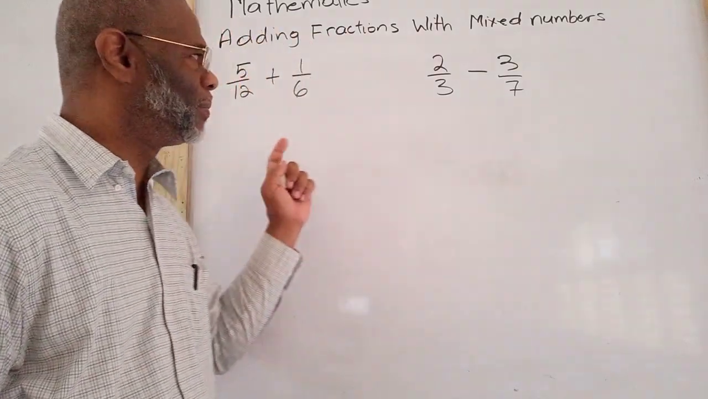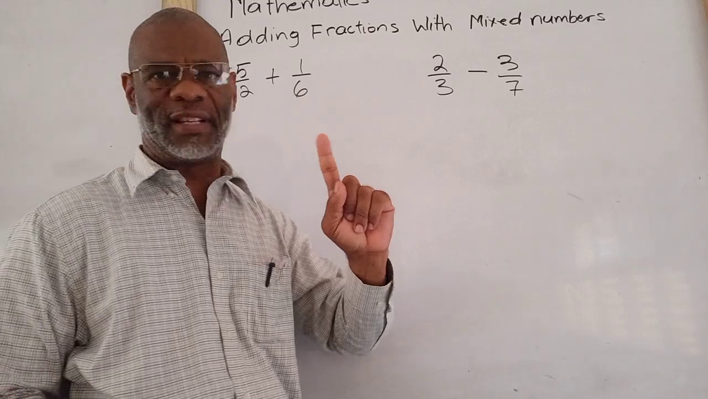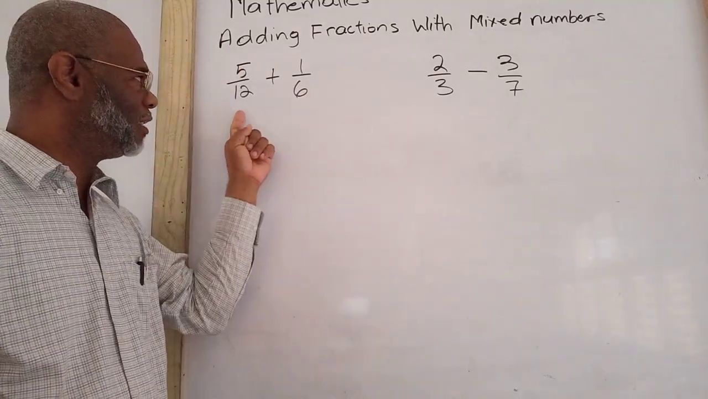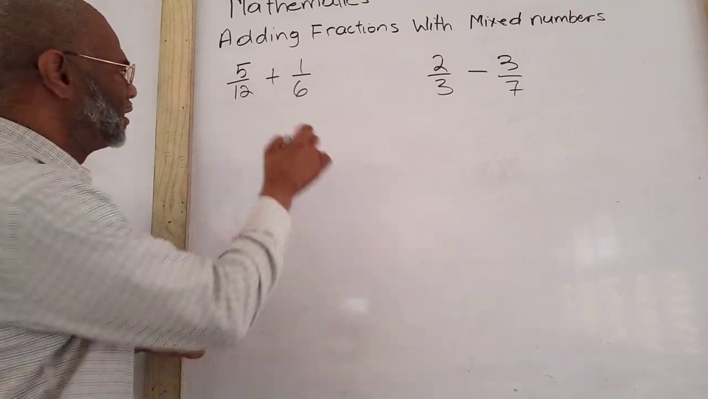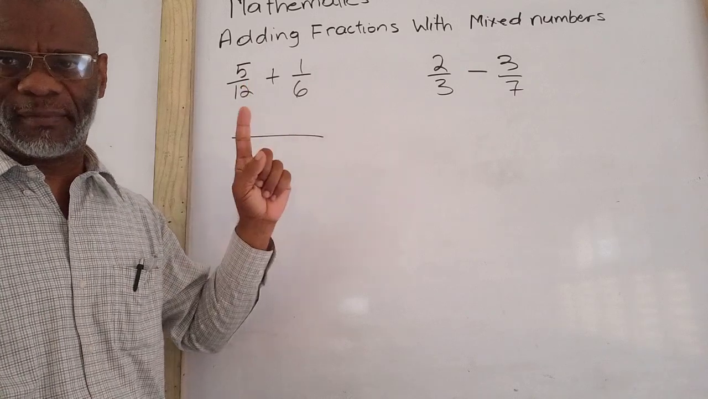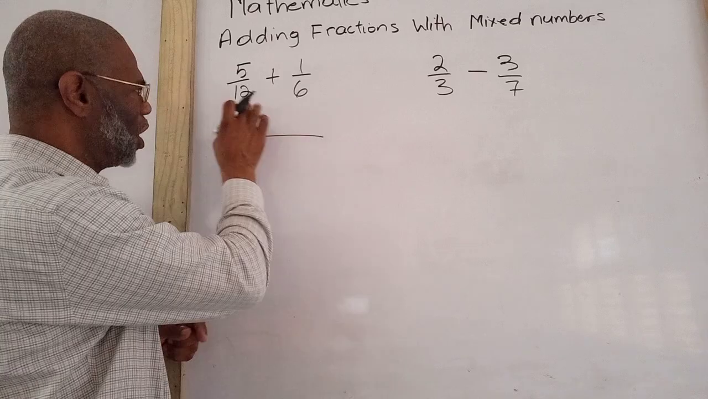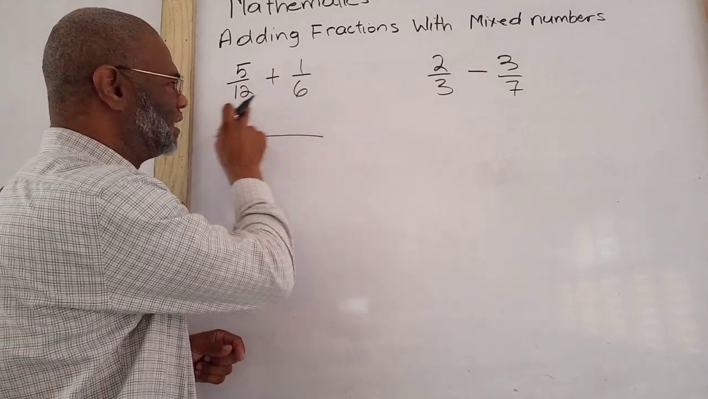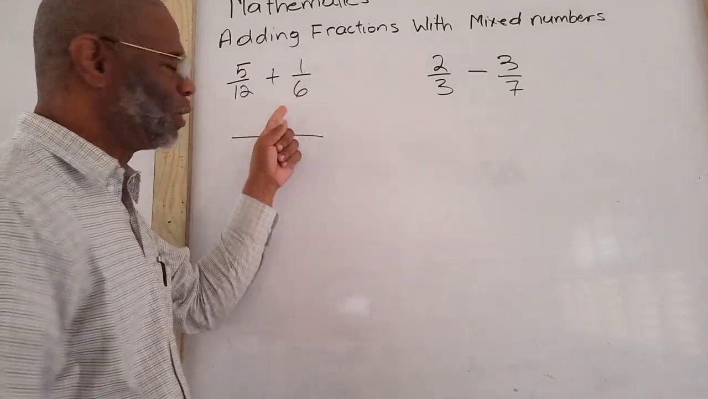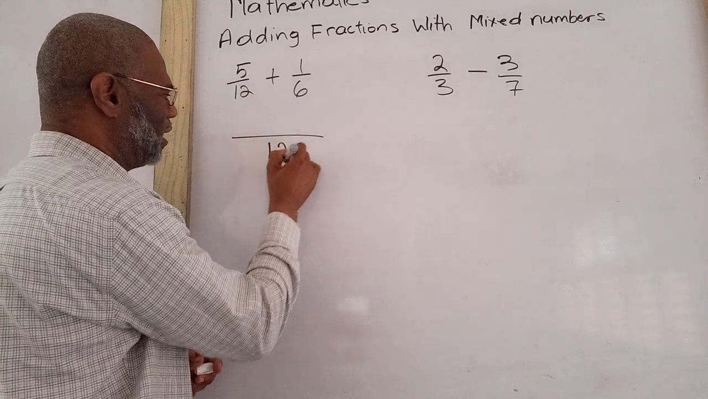Just to recap, we are looking at adding and subtracting fractions with different denominators. Let's look at this one. We have 5/12 plus 1/6. First thing we need to do is find the LCM, the least common multiple or the lowest common multiple. The lowest common multiple of 12 and 6 is 12, because 12 will go into itself one time and 6 will go into 12 two times. So the LCM would be 12.